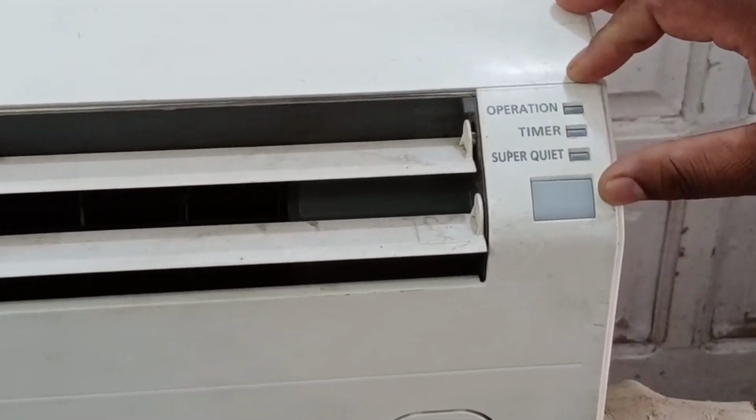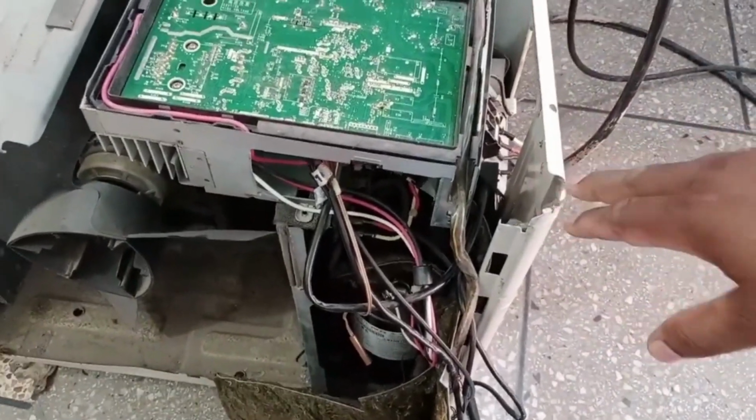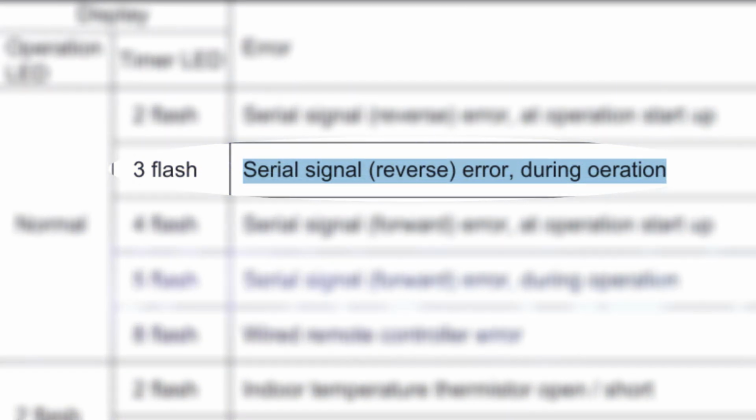It's blinking 3 times. This means that both the indoor and outdoor units were working, but as soon as the error occurred, the unit stopped operating. The company says that this is a serial signal reverse error during operation.